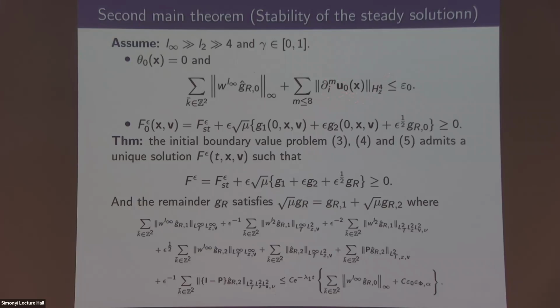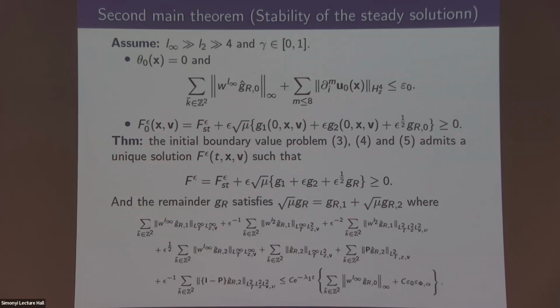So these are derivatives in different variables, x and y and z. And then you assume your initial data is non-negative. Then the initial boundary value problem has a unique solution, it's also non-negative.